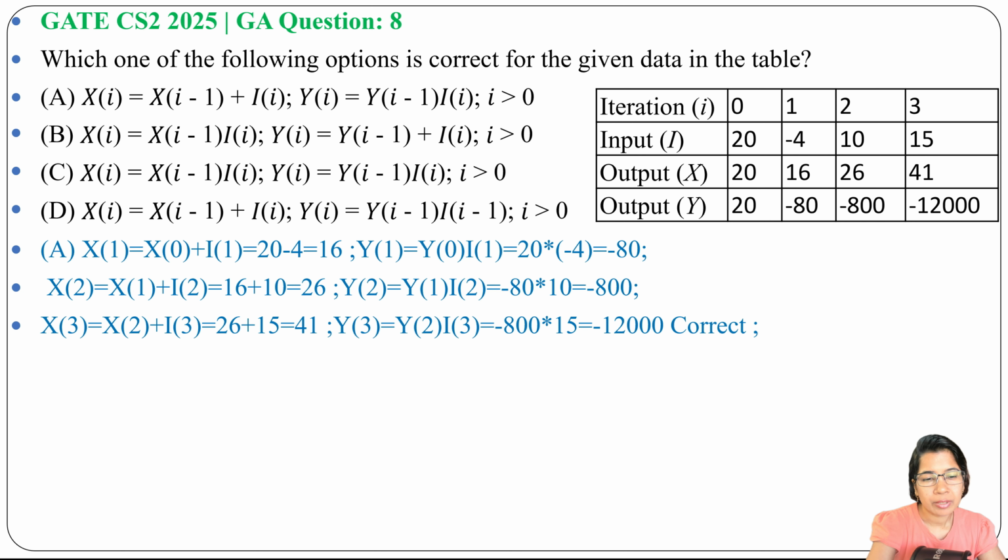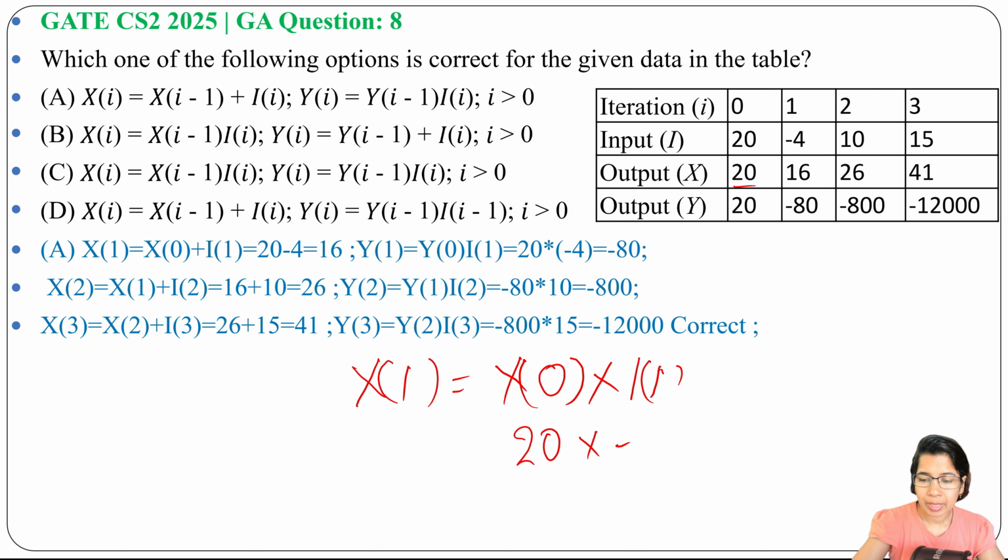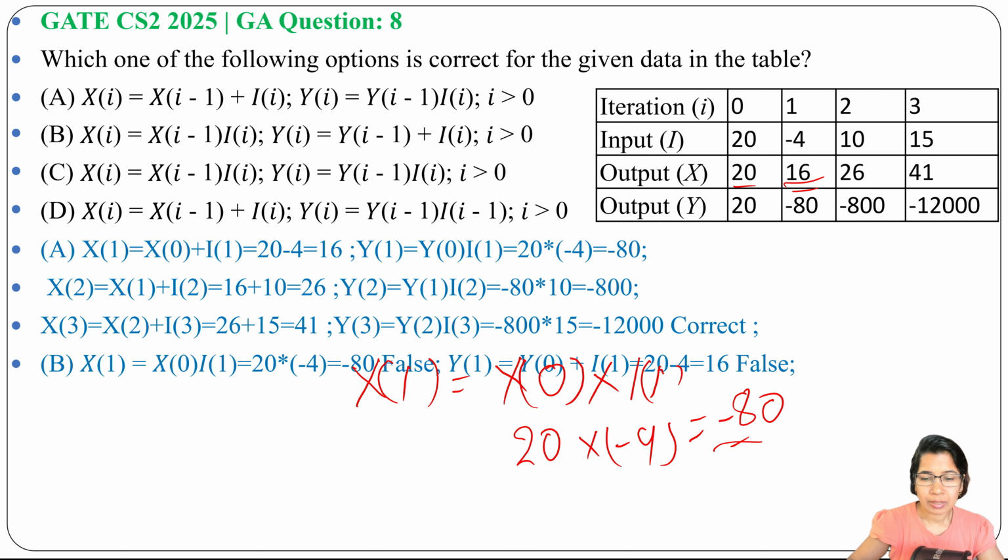Okay. Next option B. X of I equals x of I minus 1 multiplied by I of I. So x of 1 equals x of 0 multiplied by I of 1. 20 multiplied by minus 4, it's minus 80. X of 1 is 16. This is false. You don't need to check further, right?